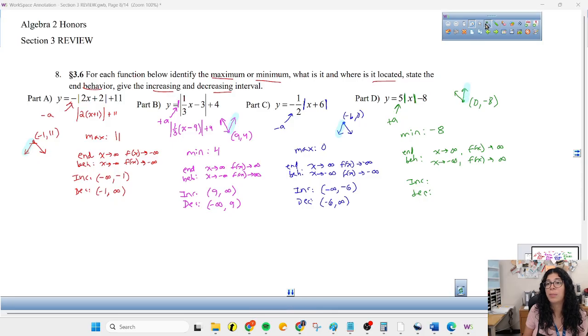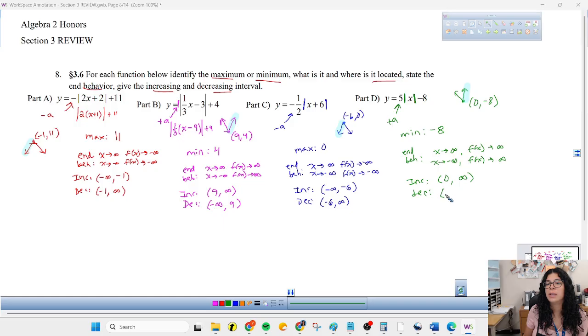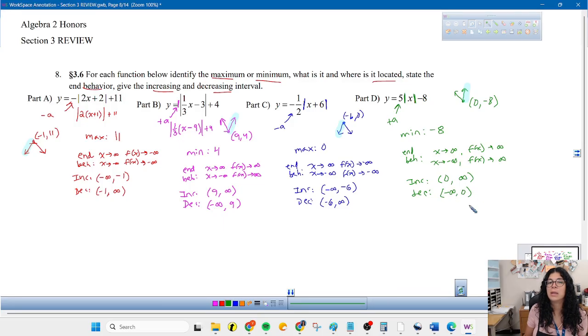facing. So the right side of the absolute value V shape is the one that is increasing. So from that x value of the vertex, 0, till the arrow on the right, infinity, is increasing, and from negative infinity to 0, it is decreasing.